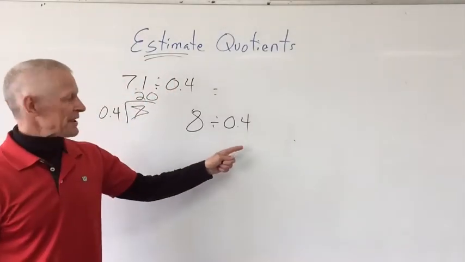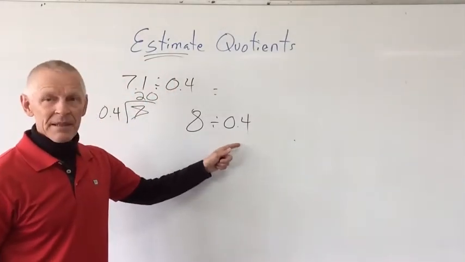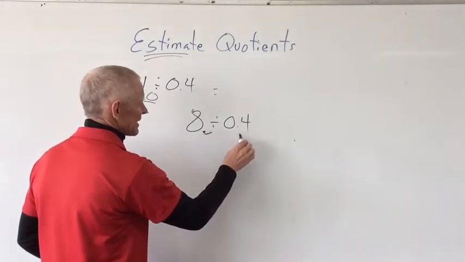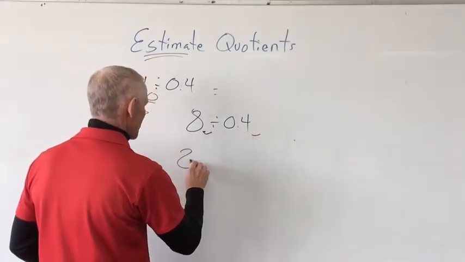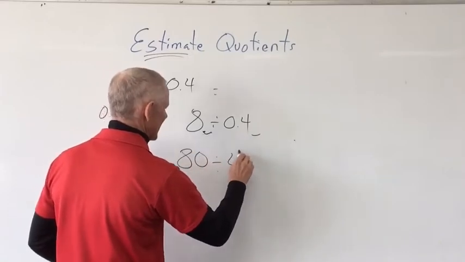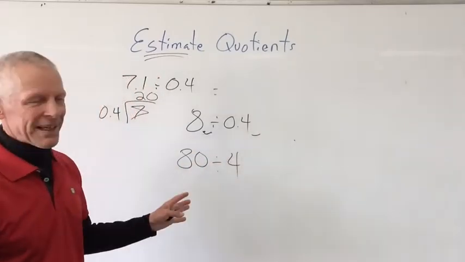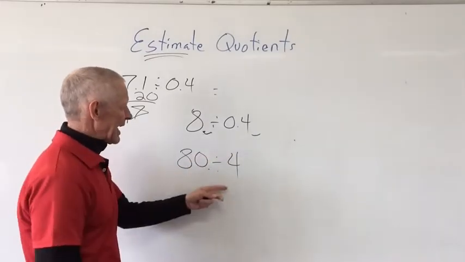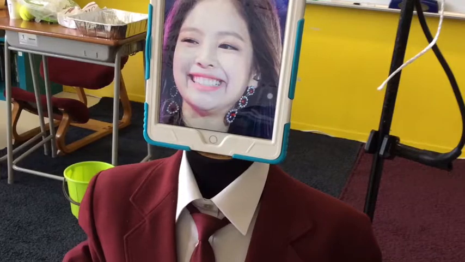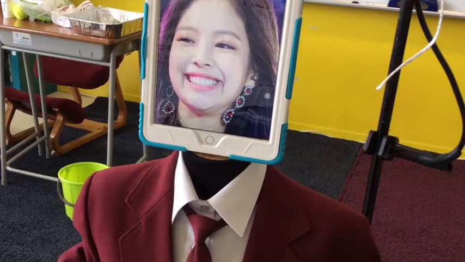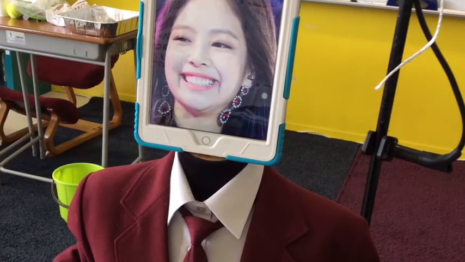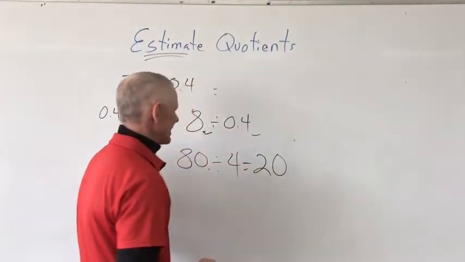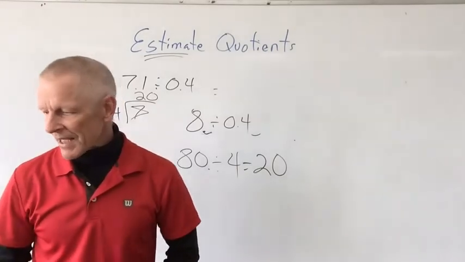Now, if I just times each one by 10, that means move the decimal place 1 place over. There's no decimal here. Move 1 place over. Now I'm thinking about 80 divided by 4. Got rid of the decimal. Got rid of the decimal. The decimal just moved over here. 80 divided by 4. 80 divided by 4 is 20. So easy. That's right, little Jenny. That's 20. Easy peasy lemon squeezy.